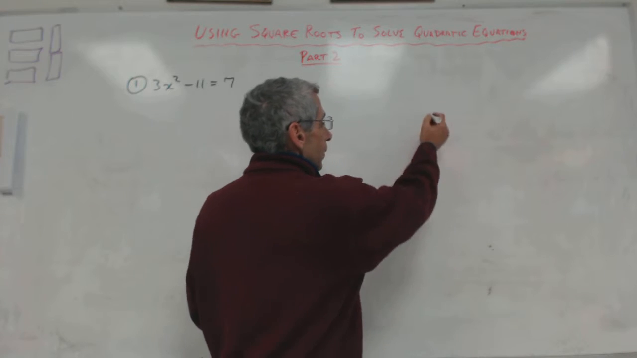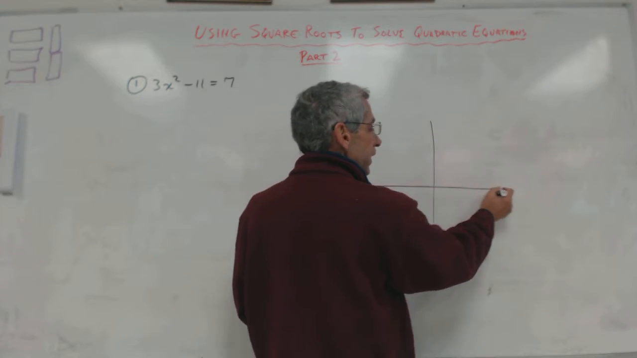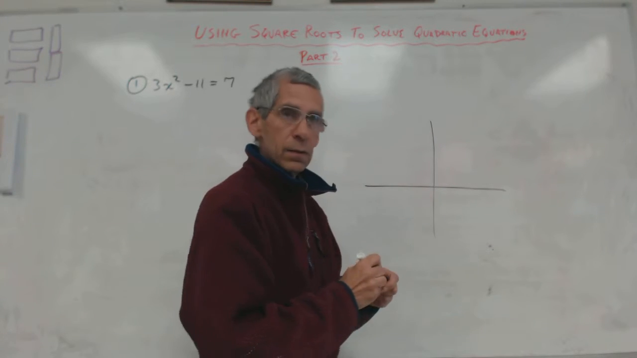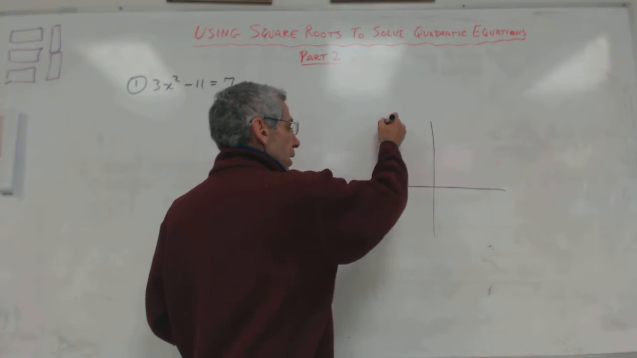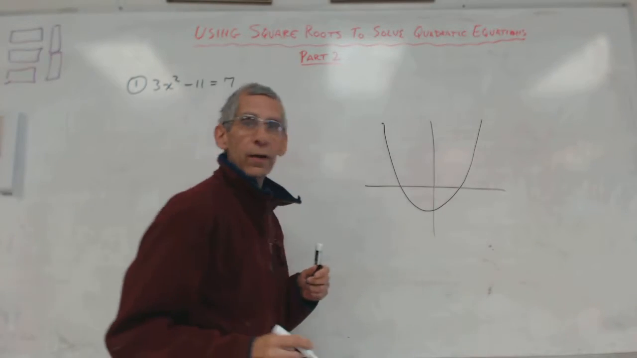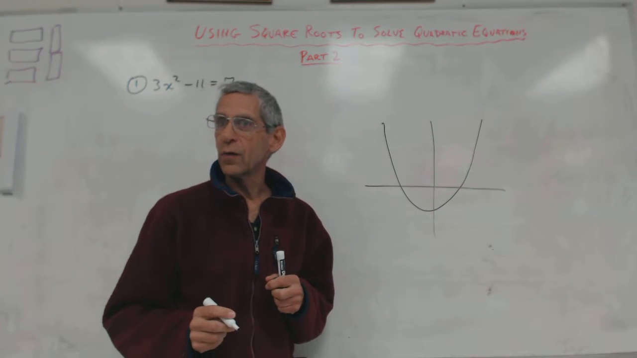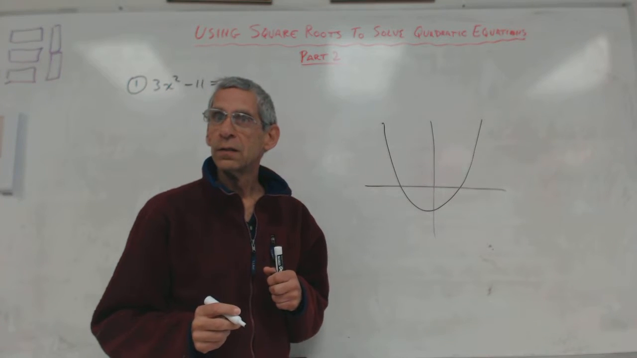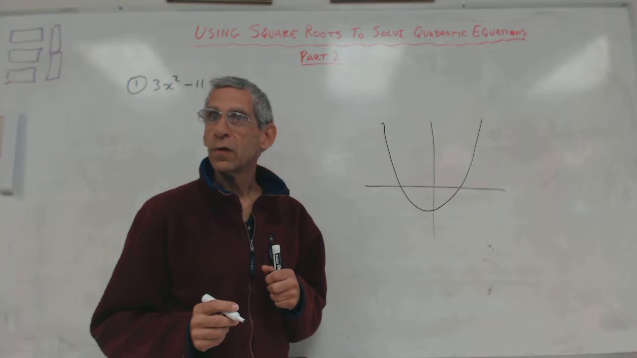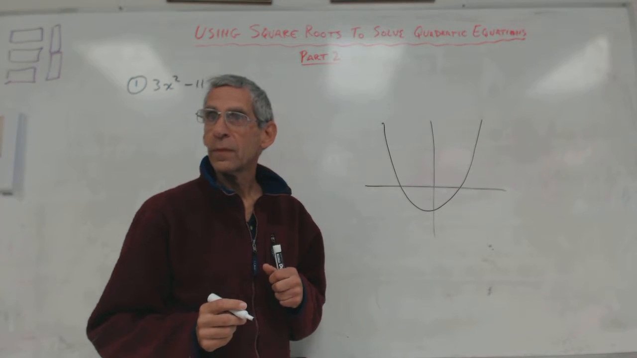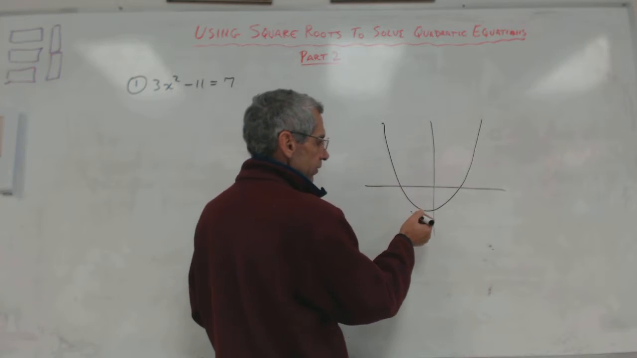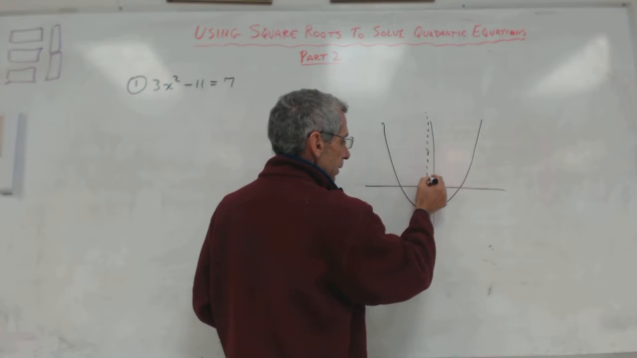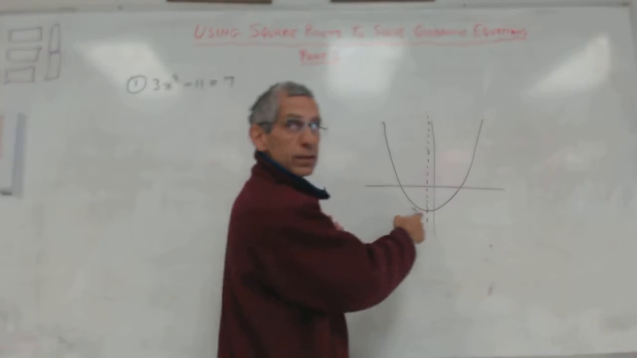A quadratic equation, what shape is it going to be? A parabola, right? All right, here's a parabola. When you solve a quadratic equation, what did you find? Well, remember, axis of symmetry would be the place where the vertex is.